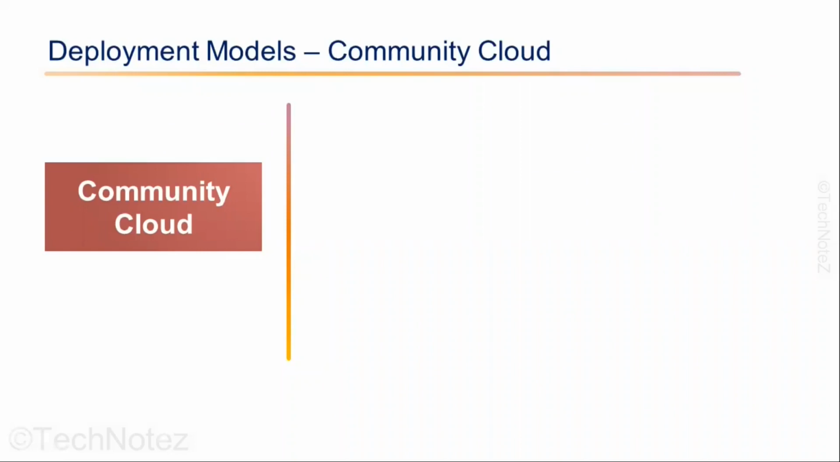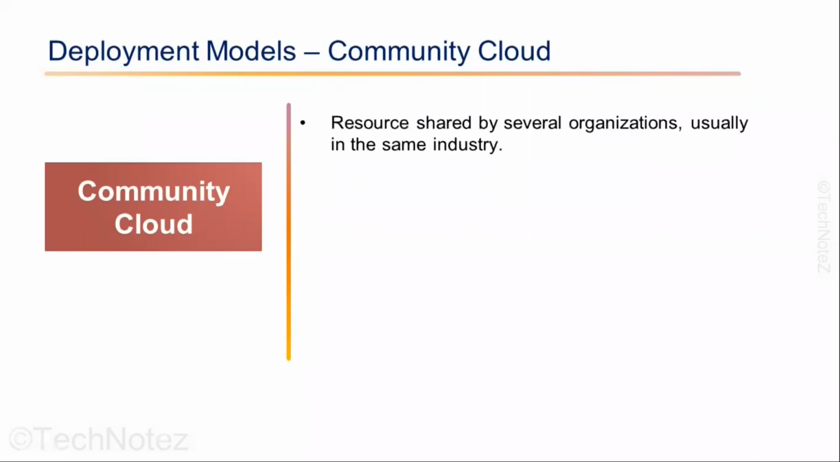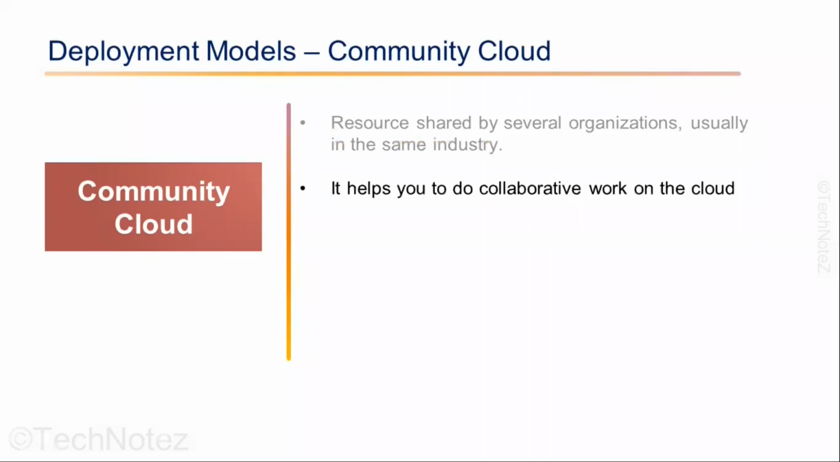Community clouds are cloud infrastructure that enables the multiple organizations to work together. It provides a shared platform and resources for organizations to work on their business requirements. Community cloud helps you to do the collaborative work on the cloud. These requirements are usually driven by the need of shared data, shared services, or shared industry regulations. Members of a community cloud are organizations that have common business requirements.